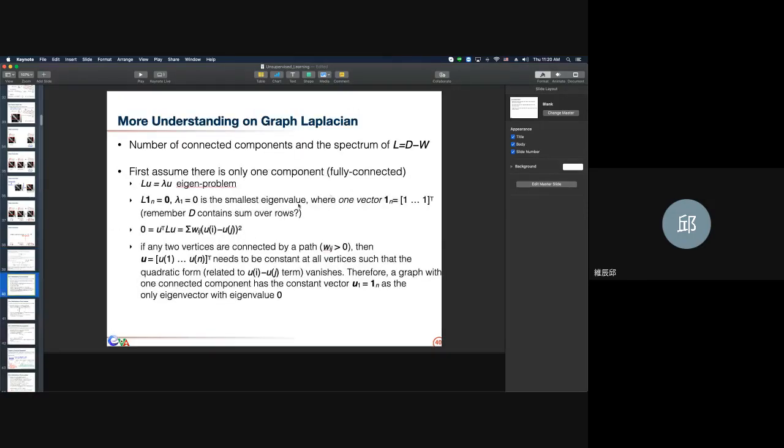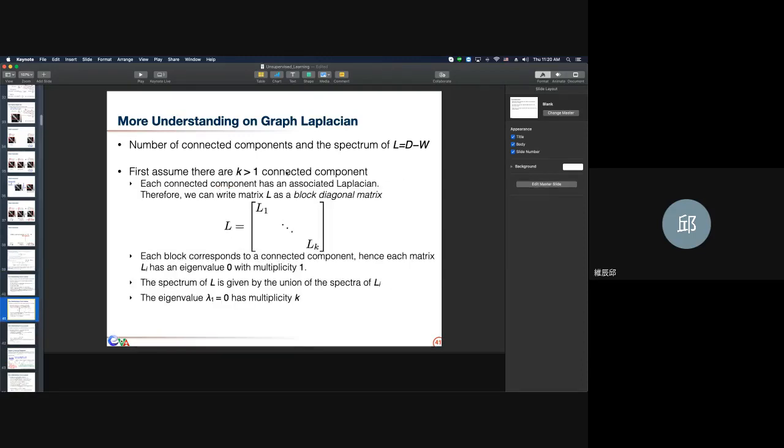Let's go back to these slides. Previously we described the case where you have multiple connected components. When you perform the eigen decomposition of L, you simply need to check how many eigenvalues equal 0, and then you understand how many connected components are in your similarity graph.